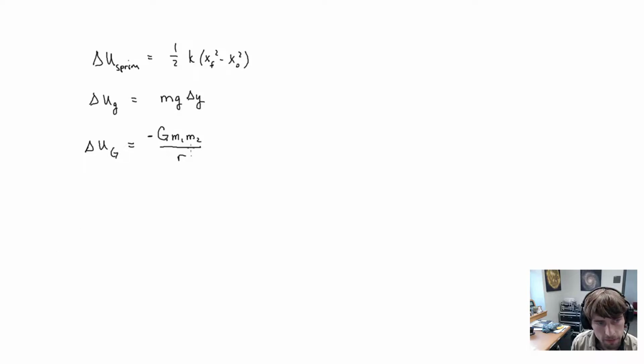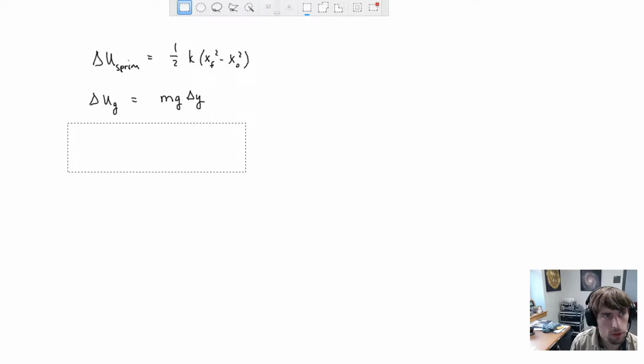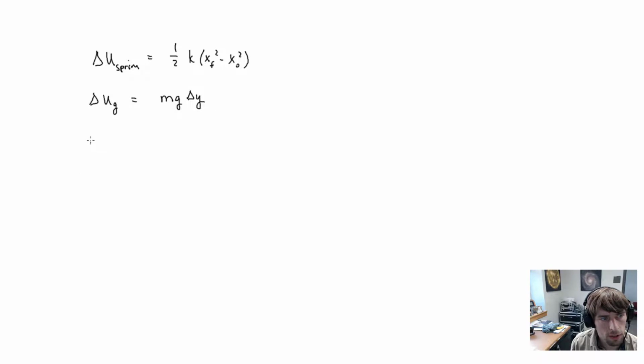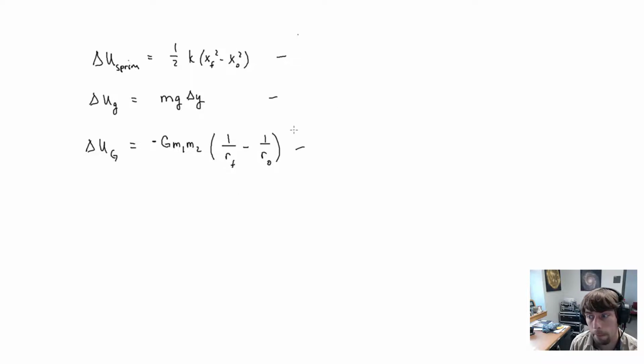Maybe I shouldn't do it quite like that. Let's do it like this. Say the change in gravitational potential energy is negative G m1 m2 times 1 over r final minus 1 over r initial. So it looks a little bit different there. And these are three potential energies that we can now use. Remember, this is if I put the spring in my system, or the Earth in my system, or some unknown planet in my system.